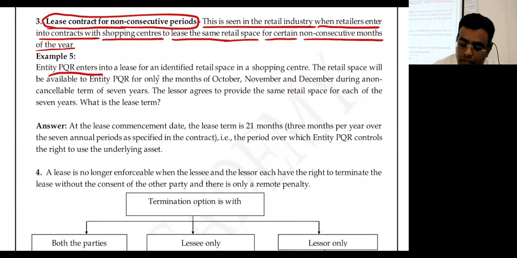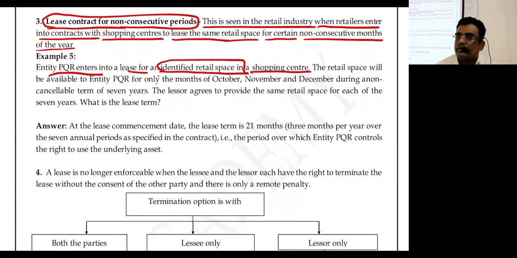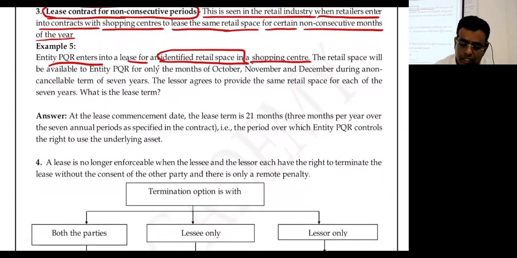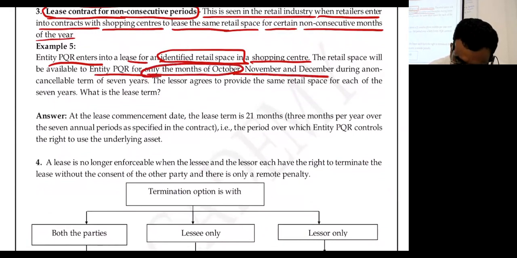Entity PQR enters a lease for identified retail space in shopping center. Upon identification of asset is satisfied. Correct? The retail space will be available to entity PQR for only October, November, December. During a non-cancelable term of 7 years.